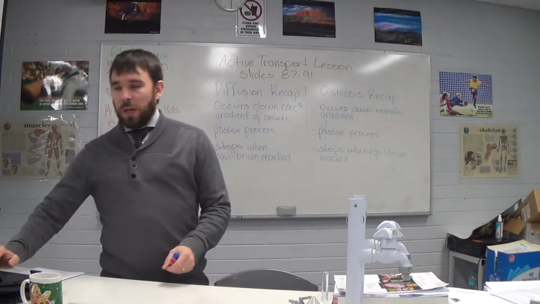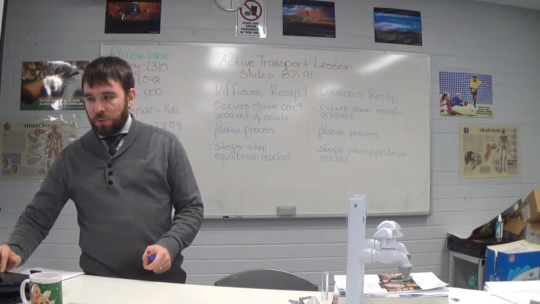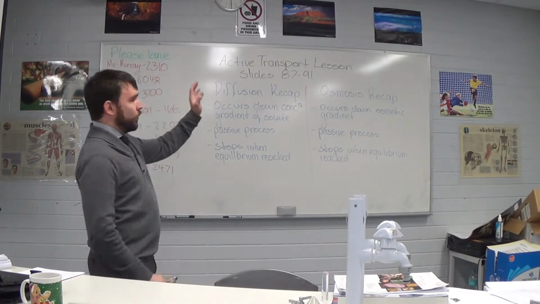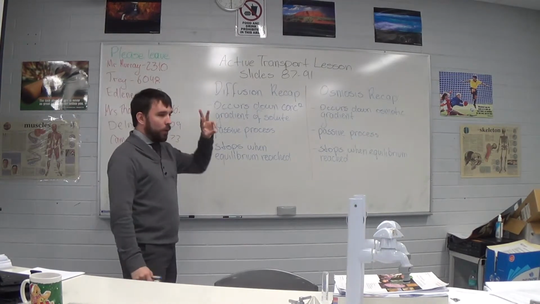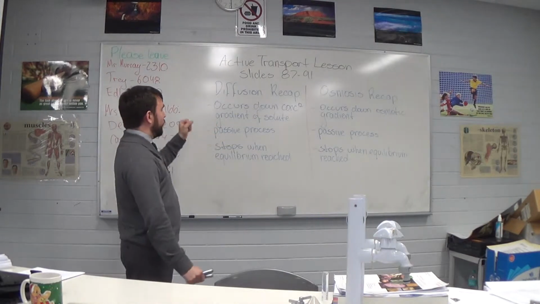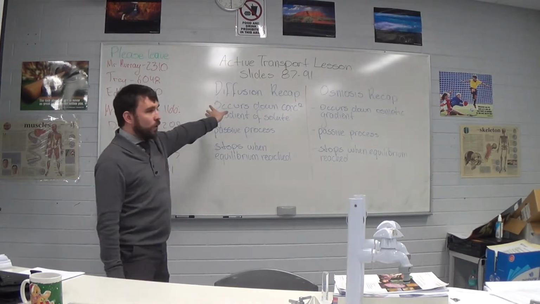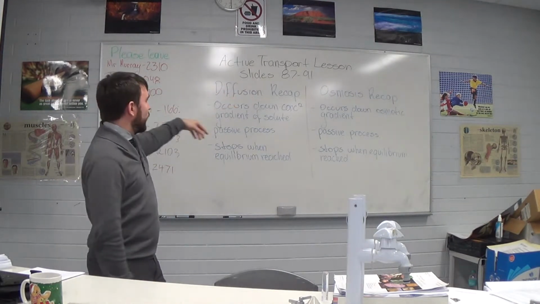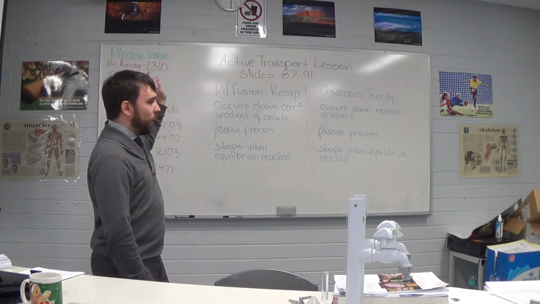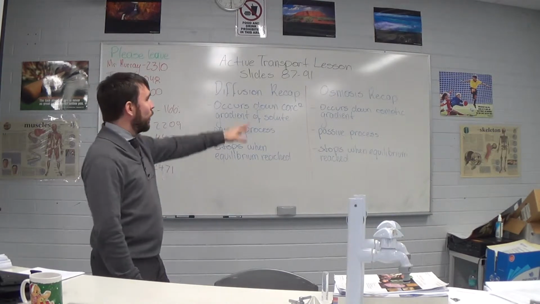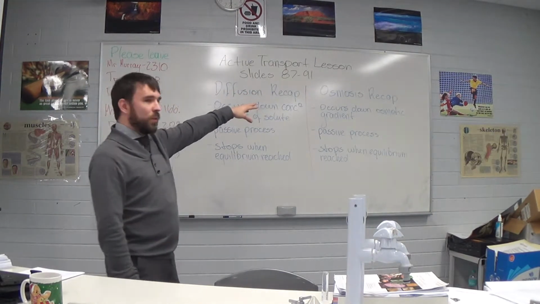So Year 11s, today we're going to be looking at active transport. But before we get there, I wanted to do a quick recap of diffusion and osmosis. There are three factors I wanted to cover again with diffusion and osmosis. The first is that diffusion occurs down a concentration gradient of the solute. So if we're looking at the diffusion of sodium, we're looking at it going down its concentration gradient. Water occurs down its osmotic gradient.